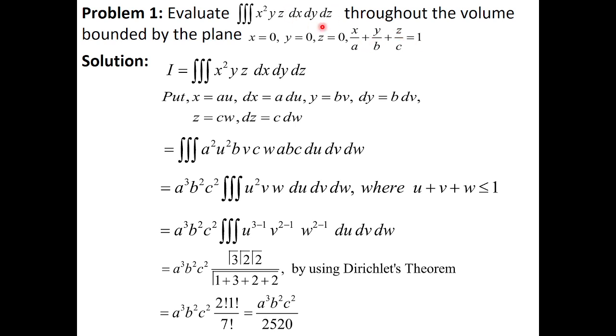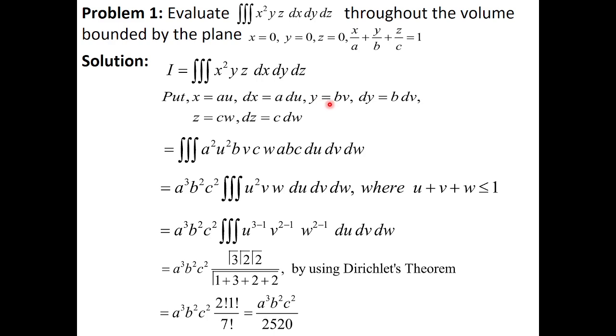I think a similar kind of problem we solved in the first case. A tetrahedron is given where x is 0, y is 0, z is 0. So here I can go with the Dirichlet theorem. But what is the condition? We strictly have to convert it to u plus v plus w. So we are using the conversion x by a equals u, y by b equals v, z by c equals w.